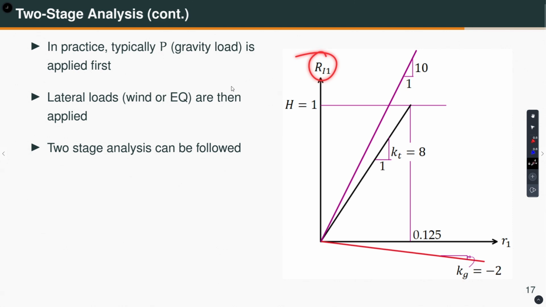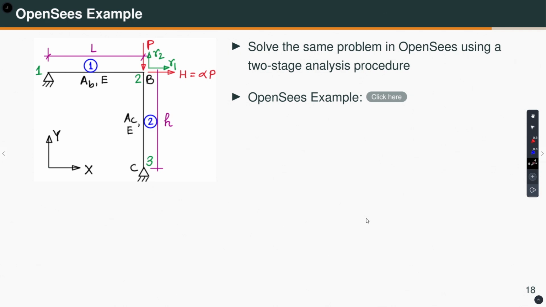That is what I am showing here. Again, Ri1 versus R1. I have applied 1 horizontal force. This is your initial elastic stiffness 10, but the moment I have applied the load, considering the geometric stiffness, the lateral stiffness has become 8. That means it has reduced by the geometric stiffness, minus 2. So, you will directly go to the solution and get 0.125 using a two-stage analysis procedure. Let me show you that in OpenSees quickly.